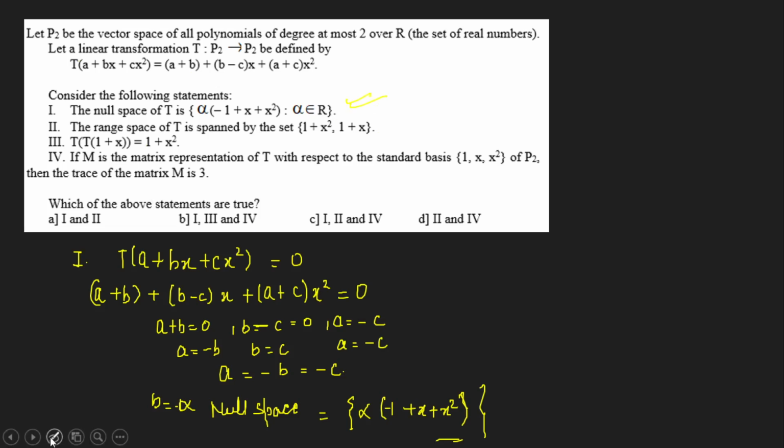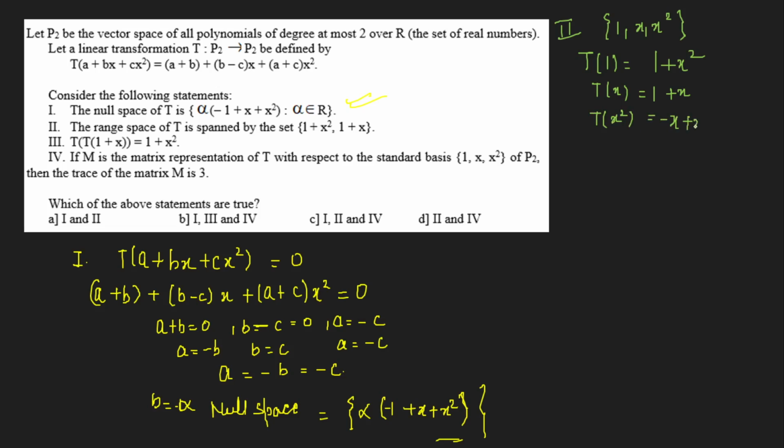Let's see the second statement. I have to find the range space, so how would I find it? I'll take the basis of P2(x), which is 1, x and x², and see where these elements map. So T(1) will be 1 + x², T(x) will be 1 + x, and then T(x²) will be −x + x².